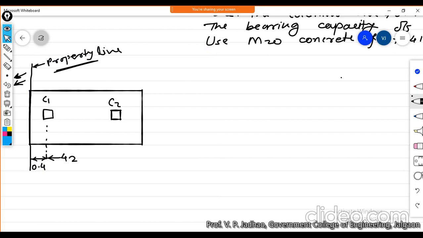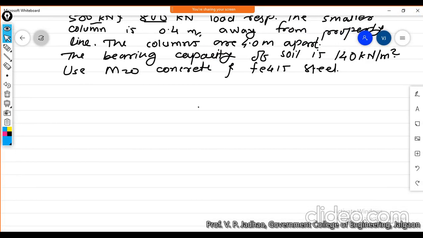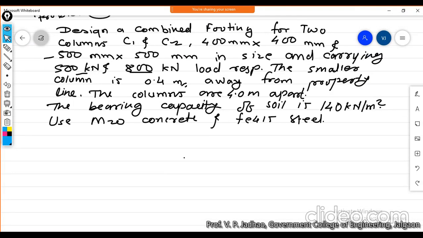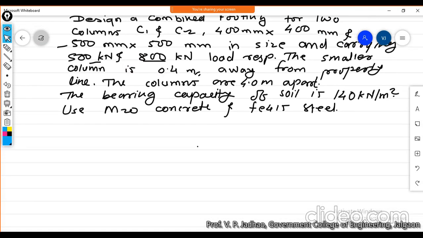This particular distance between C1 and C2 is 4 meter, and the distance of the center line of column C1 from the property line is 0.4 meter. Okay, so this is the restriction over the width of your footing in longitudinal direction, and we have to design this footing which is having two columns C1 and C2 and carrying a load of 500 kilonewton on C1 and 800 kilonewton on C2. Okay, so we have to solve this particular problem.